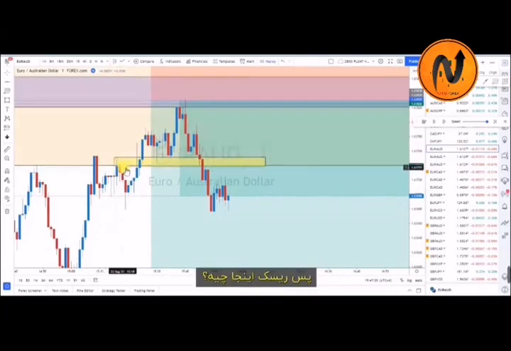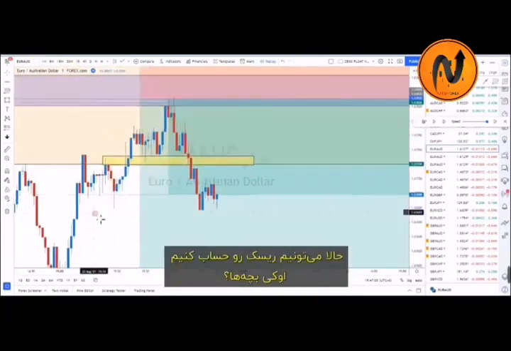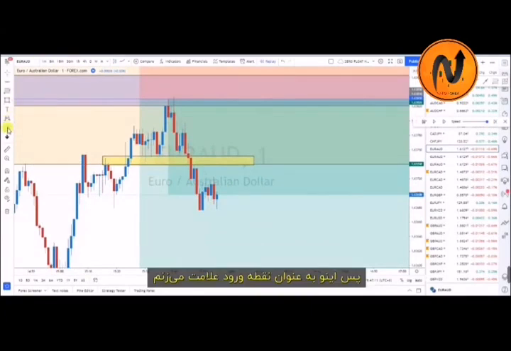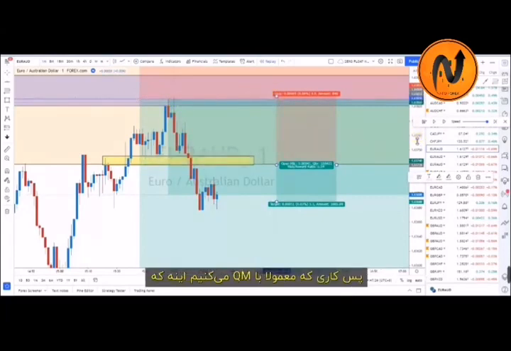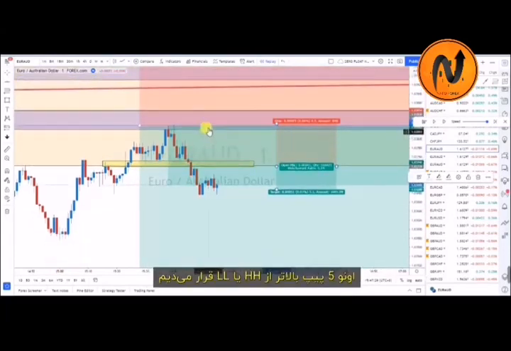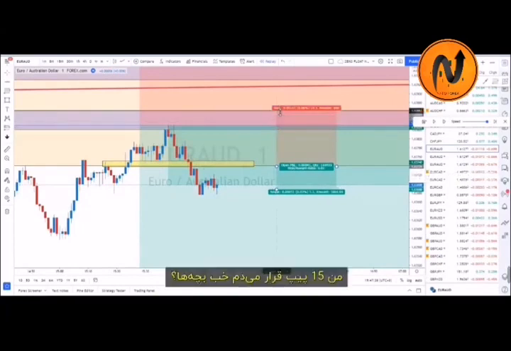So what is the risk here? Now we can measure the risk. Okay, guys. So I'm going to put this as our entry point here. Next. Okay. So the risk up to this higher high. Okay, guys. Higher high here. See, this is the higher high. So normally what we should do with QM is put 5 pips above the higher high or the lower low. So the higher high or the lower low is the head of the QM. So this is about 10 pips. I'm going to put 15 pips. Okay, guys? 5 pips above.